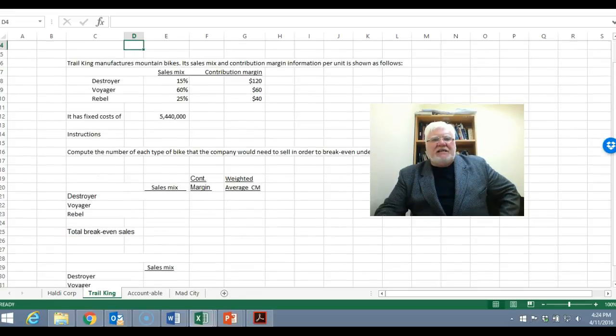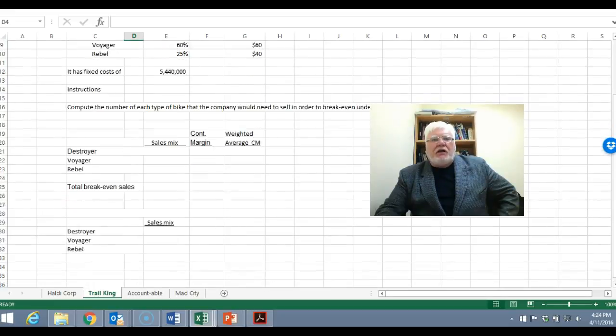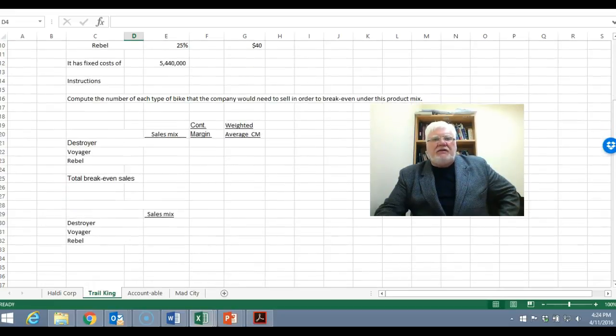The next problem then gives you the sales mix and the contribution margin with the fixed costs and asks you to come up with the number of units that has to be sold in order to break even with that product mix. So you calculate the total break even in sales, and then you break it down by the sales mix for each one of those products.